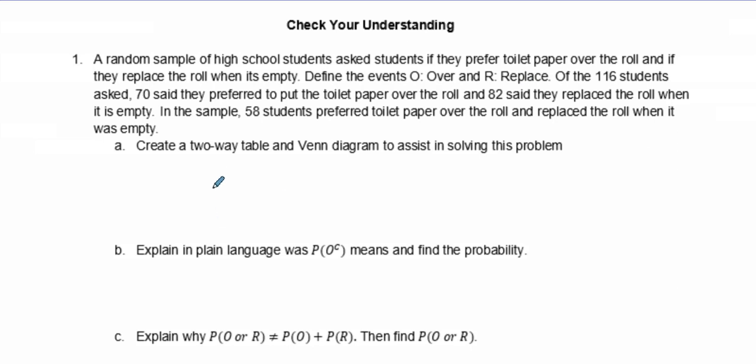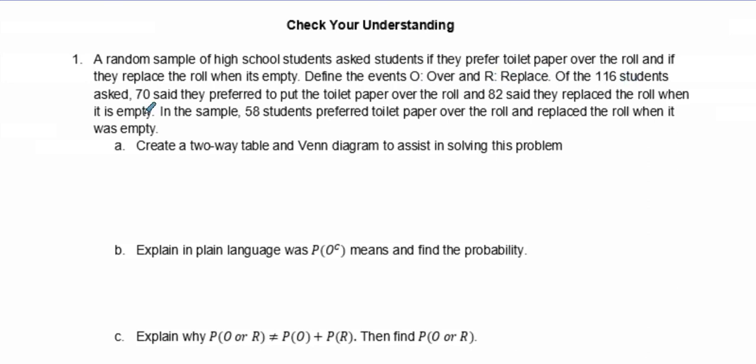All right. Well, we are going to continue our discussion on the general addition rule of probability. And so let's check our understanding on this. A random sample of high school students were asked if they prefer toilet paper over the roll, and if they replace the roll with it when it is empty. Define the events O for over and R for replace.